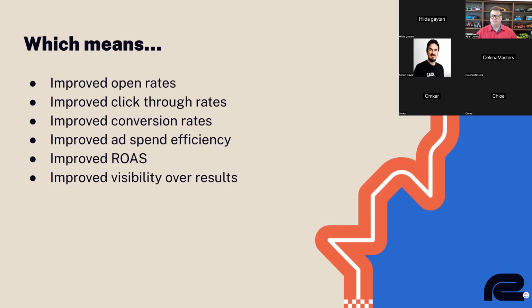It means improved open rates on your emails. It means improved click-through rates on emails, call to actions, advertising. It means improved conversion rates on your website. All of that means improved ad spend efficiency. It means improved return on ad spend and improved visibility over results because you're able to track all of those things. So we're not just doing this to be nice marketers, and we're not doing this to make people like us. We're doing it because it does all of that, but it also allows us to improve our results. So it's a win-win.